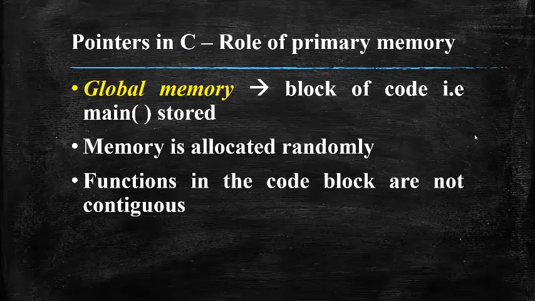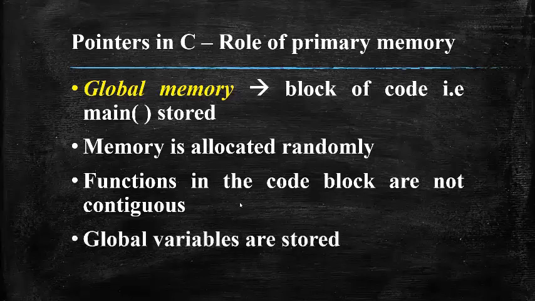So as I told you, whatever functions that are there inside your code block, so let's say for example there is a particular main function, and your program is going to have let's say for example n number of functions. So all these n number of functions will not be placed contiguously. So what happens is they will be placed somewhere randomly in some memory location, and in order to store the global variables, we are going to make use of the global memory. So the variables or the function declaration that happens outside your main function or before the main function definition, they all will be stored inside the global memory.